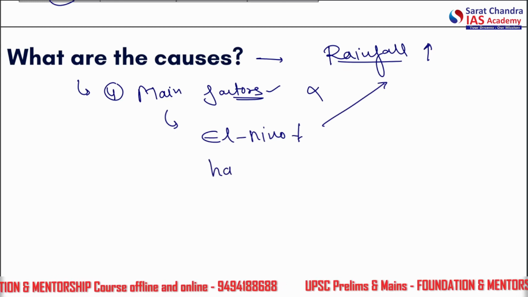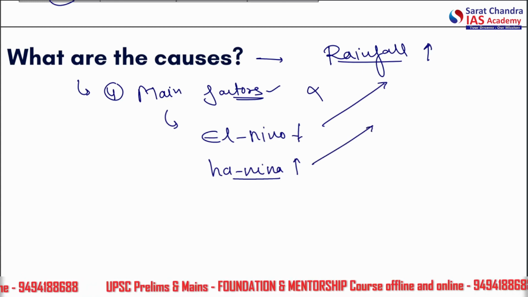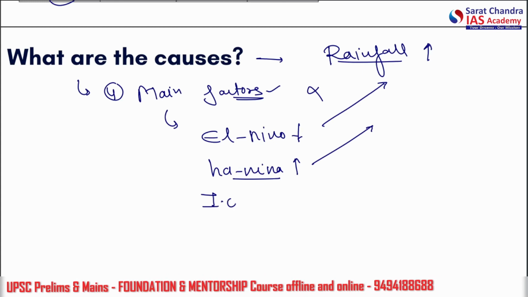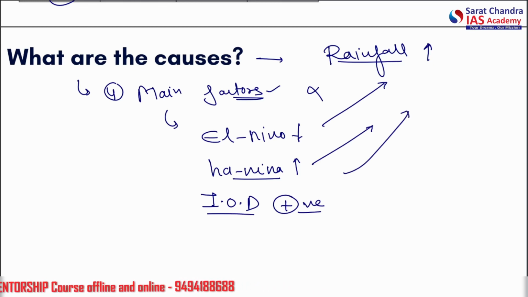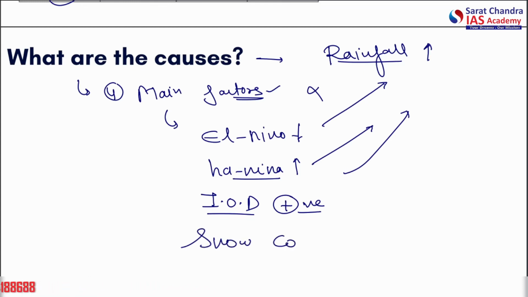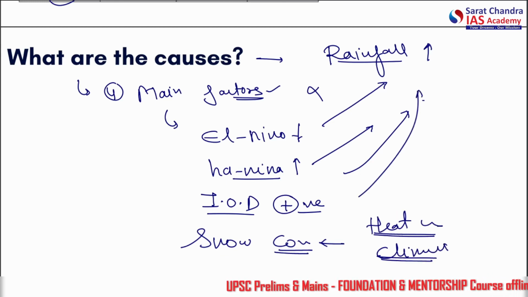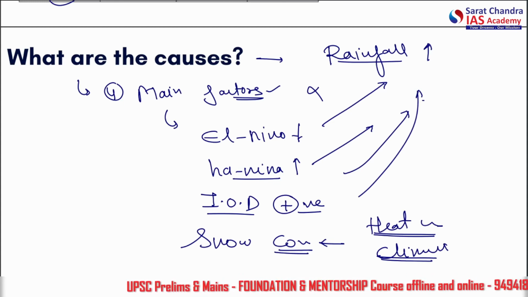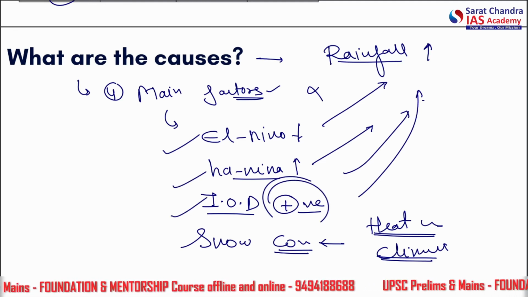Favorable La Nina conditions. So increasing La Nina is good for rainfall in India. Second, positive Indian Ocean dipole. That means the positive phase of the Indian Ocean dipole is favorable to rainfall in India. And reduced snow cover in the northern hemisphere. This is because of two things: one is the heat waves, and second is climate change. So this will produce more rainfall in the northern hemisphere. All these factors are very important for Indian rainfall and favorable: El Nino decreasing, La Nina increasing, and positive phase of the Indian Ocean dipole.